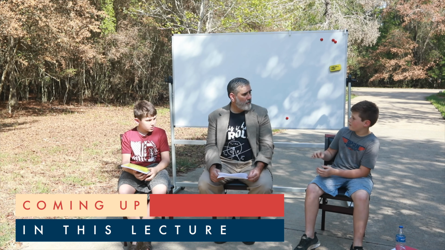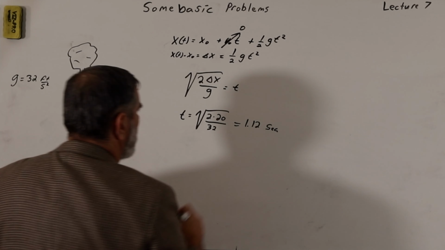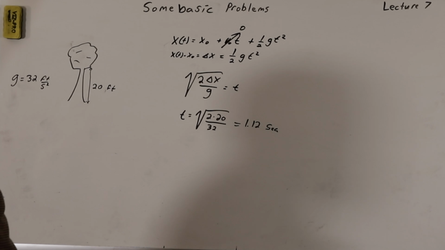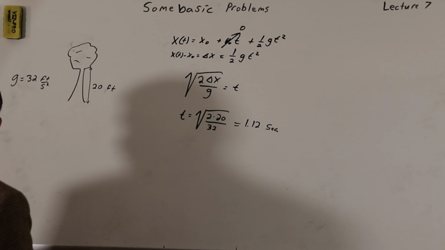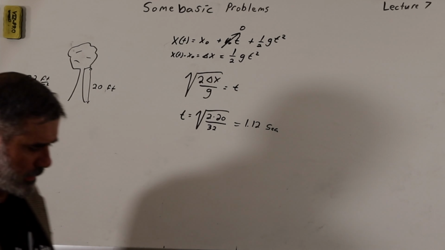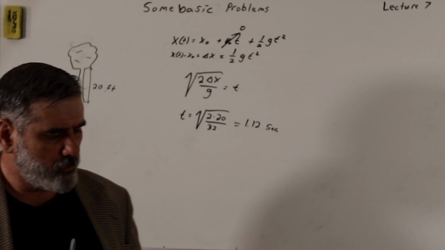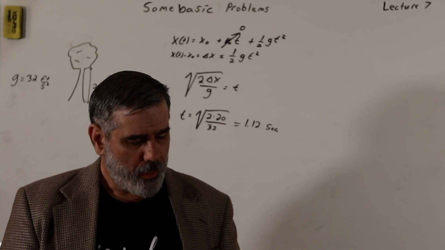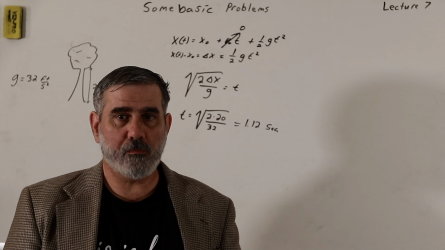We get 2 times 20 is 40, of course. Divide that by 32, 1.25, and then we're going to take the square root of that. 1.12, we'll call it. That's 1.12 seconds. So that's how long it took to hit the ground. Now, the second part of the question is related to the last lecture, and that is, if it falls for 1.12 seconds, how fast is the apple just before it hits the ground?